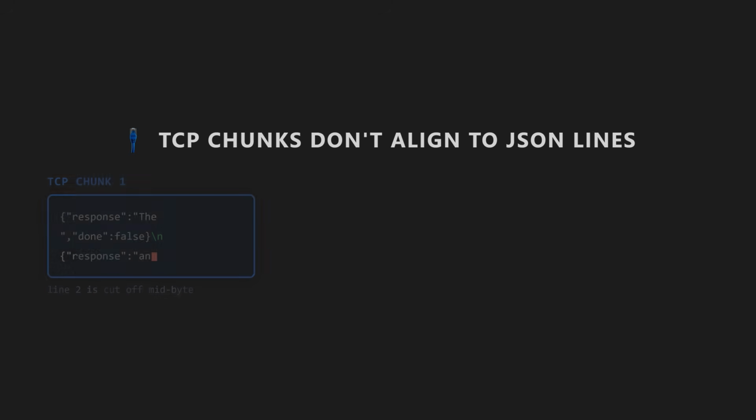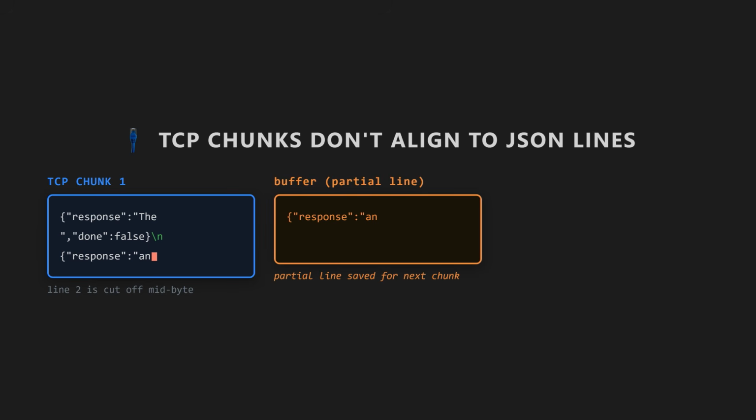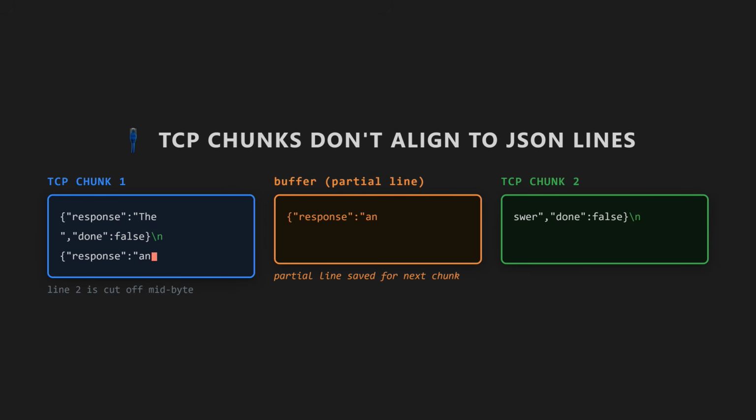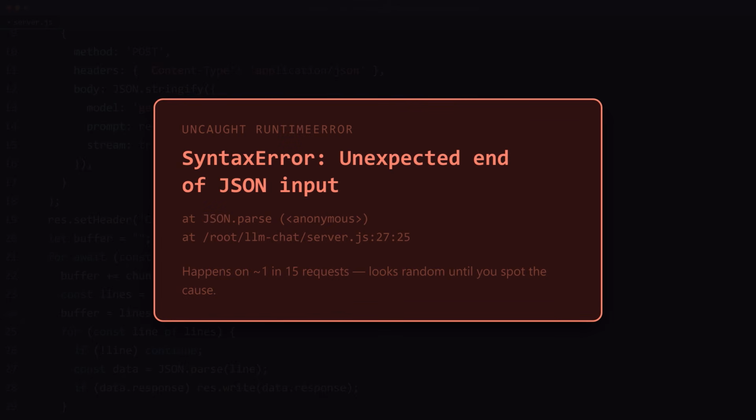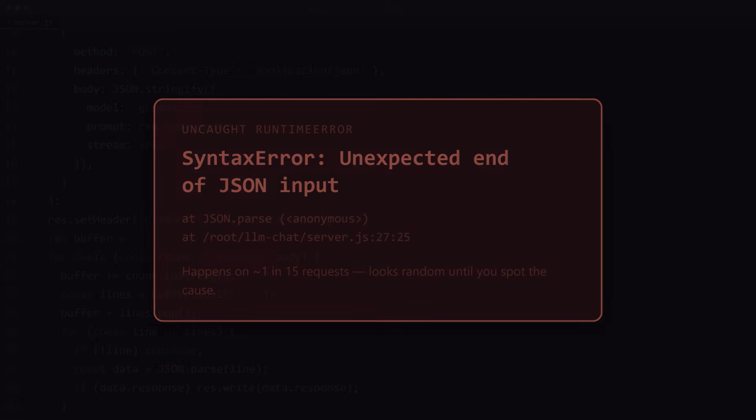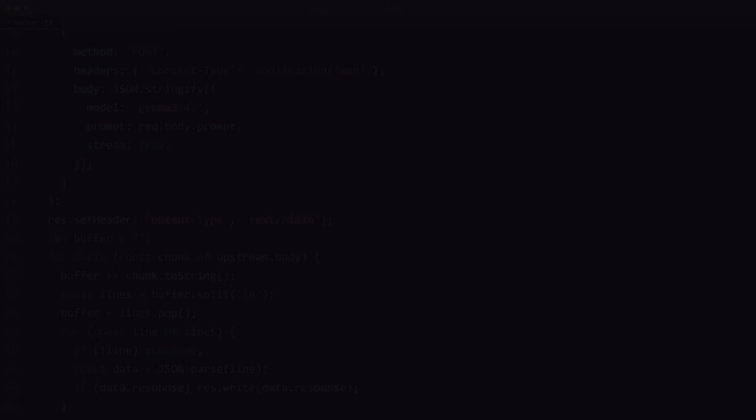The buffer is required as TCP chunks don't always end on a JSON line. One line can get split across two chunks. Without it, you'd hit JSON.parse errors on partial lines, maybe one request in 15. Failures that look random until you spot the cause.